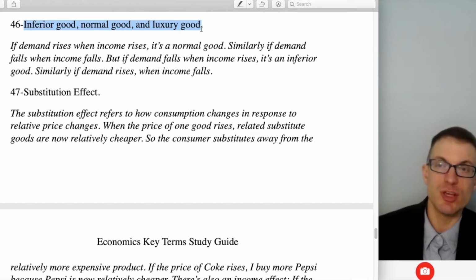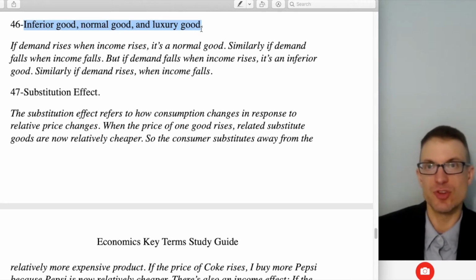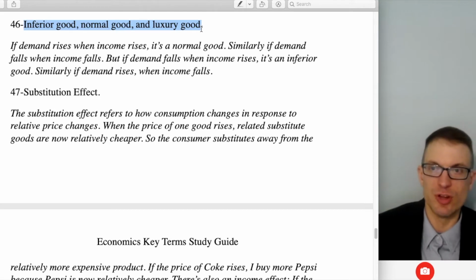A luxury good is a highly elastic normal good. So this is a situation where income rises and then the quantity demanded increases by a larger proportion. So the income elasticity for a luxury good is typically greater than 1.